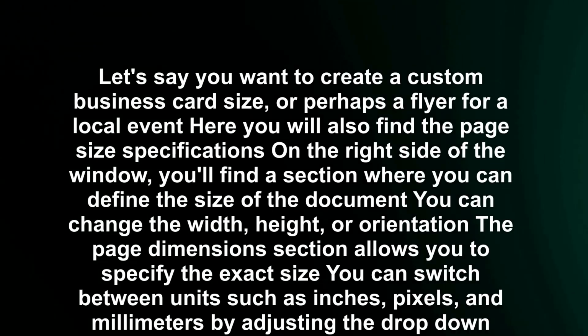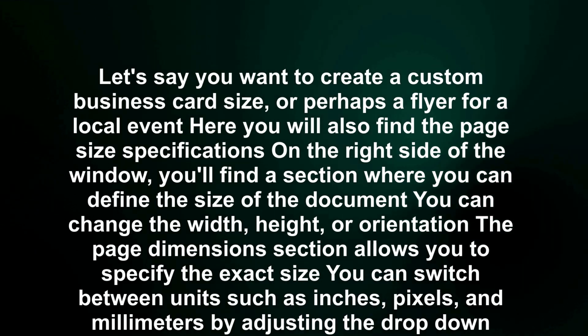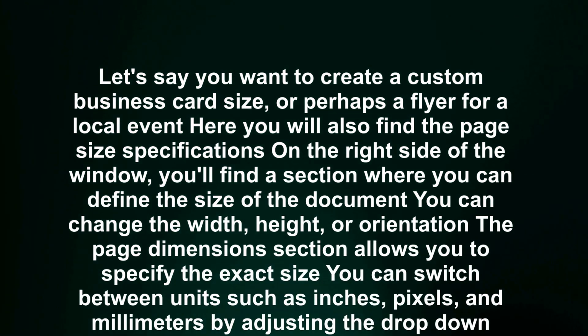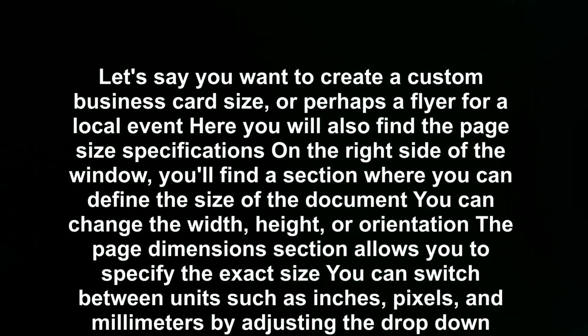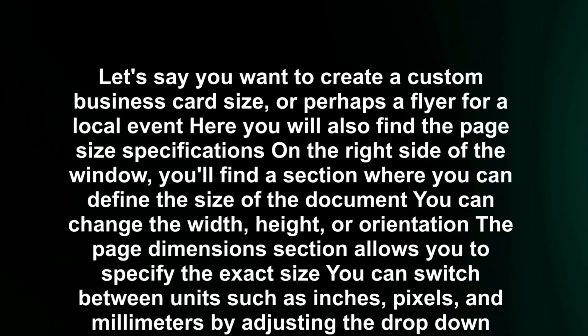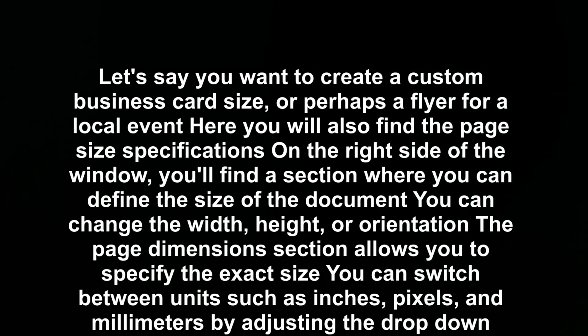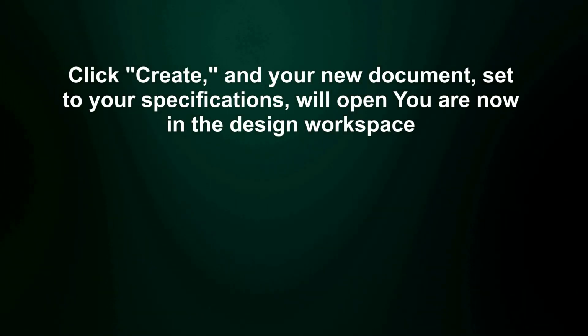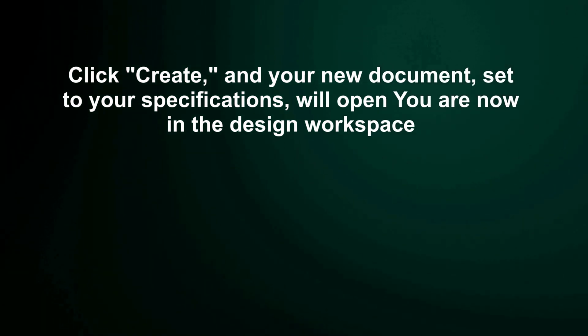You'll find a section where you can define the size of the document. You can change the width, height, or orientation. The page dimensions section allows you to specify the exact size. You can switch between units such as inches, pixels, and millimeters by adjusting the drop-down menu. Click Create, and your new document, set to your specifications, will open. You are now in the design workspace.